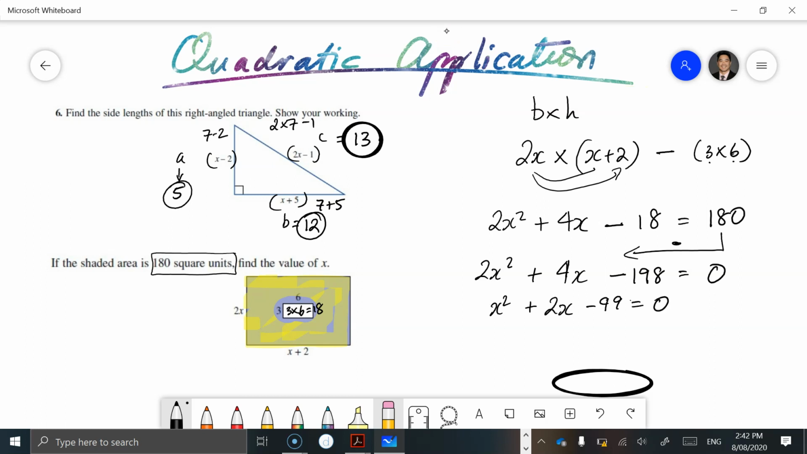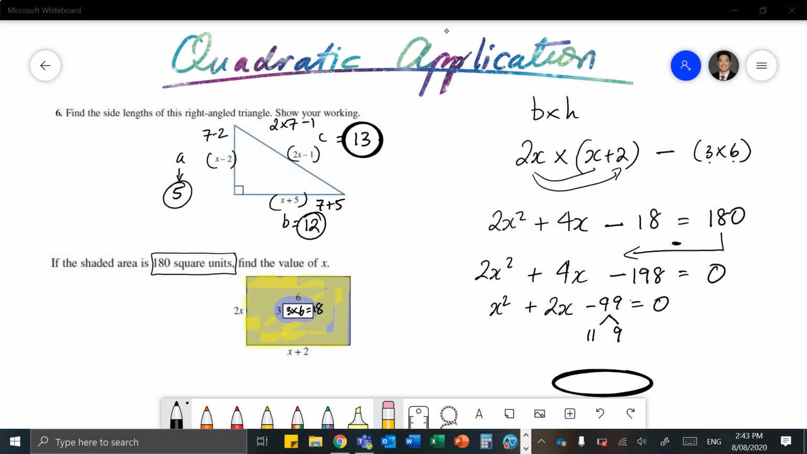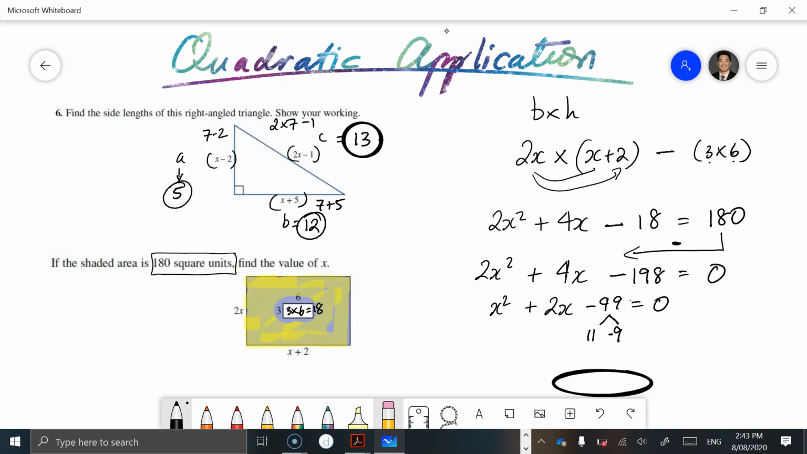Now, this is where it comes to your timetables. Factors of 99, or negative 99, that add up to 2. It's going to be 11 and minus 9. So 11 times minus 9 is negative 99. 11 minus 9 is 2. So we can have our brackets as x plus 11, and then x minus 9 is equal to 0.